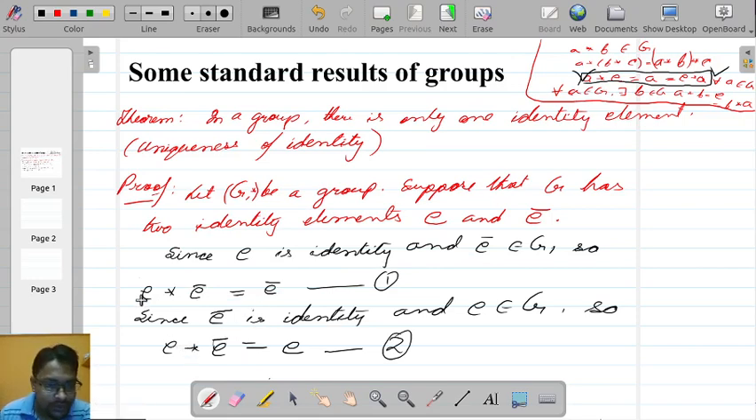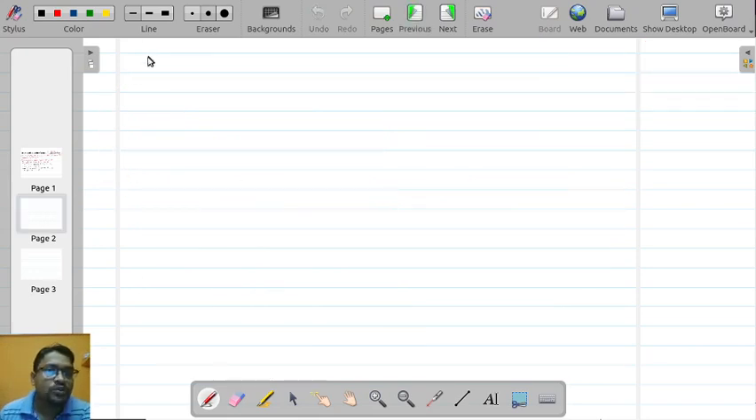So from 1 and 2, what do you see? Compare the left hand side. Left hand side is E star E bar. Here also in the second one, left hand side is E star E bar. So from 1 and 2, we can see that E bar and E are equal because the left hand side is equal, right? So from 1 and 2, we see that E bar is same as E.